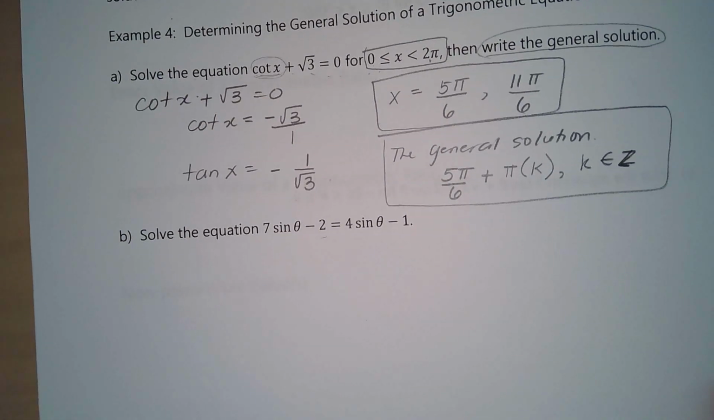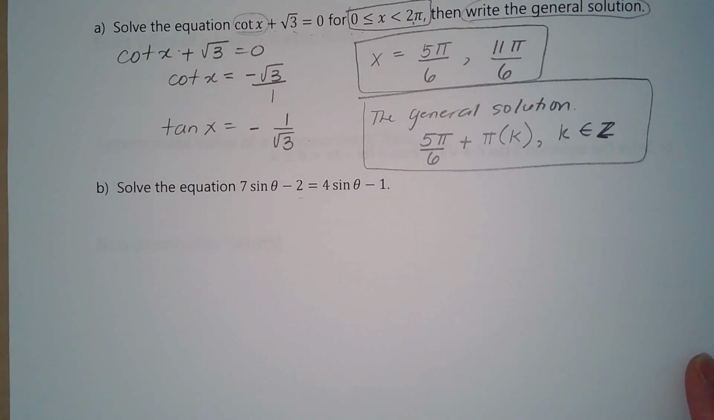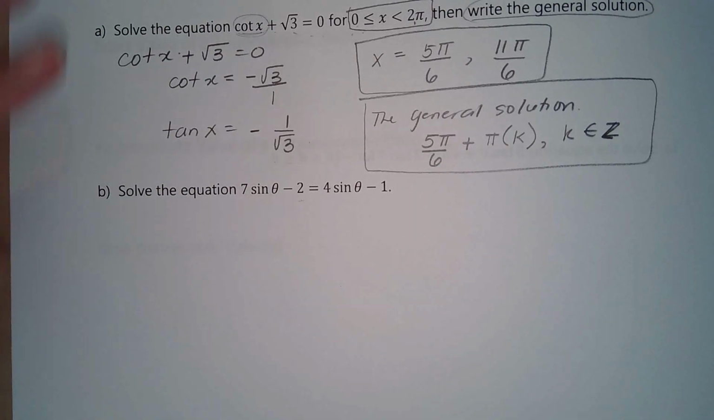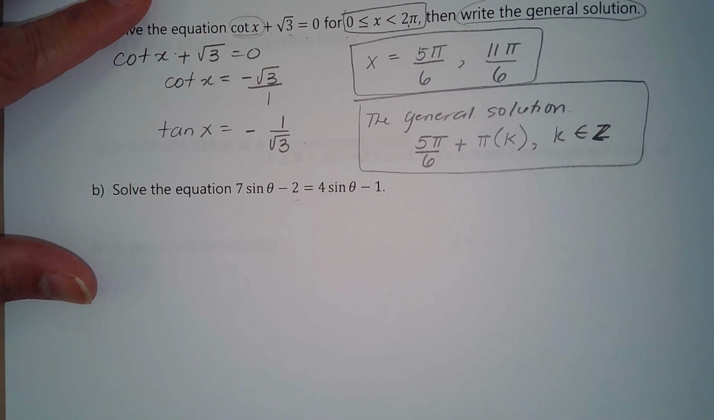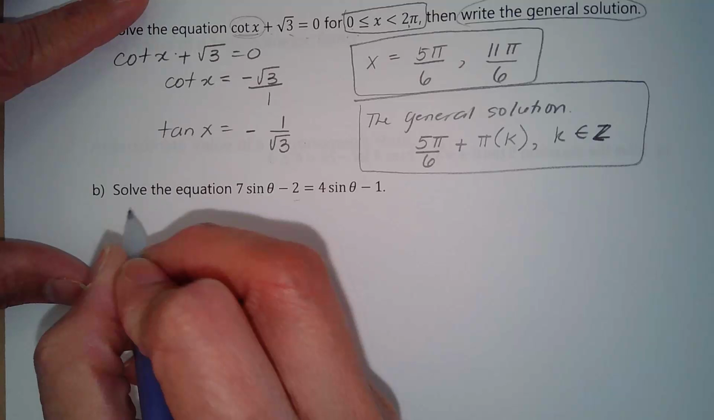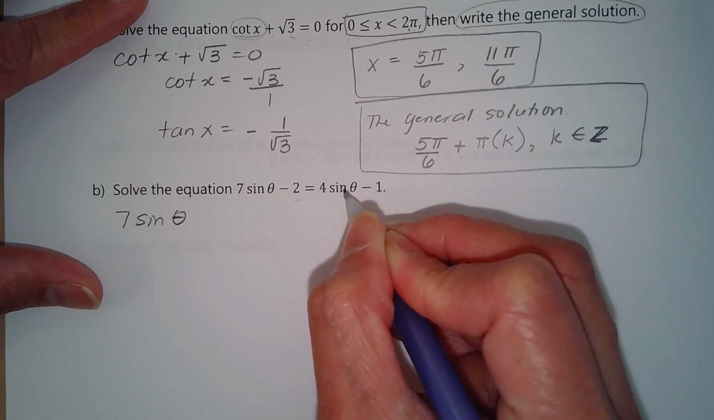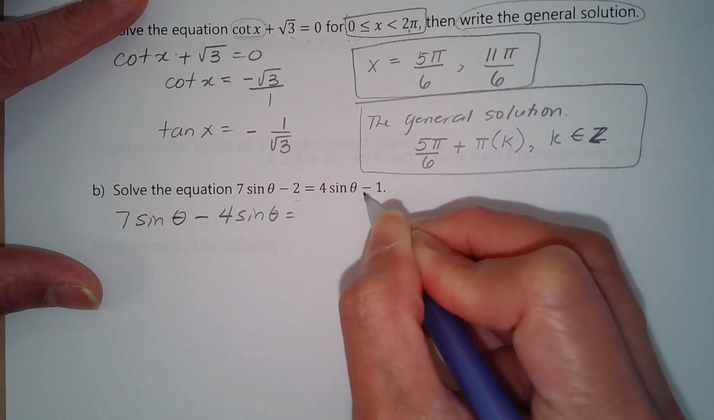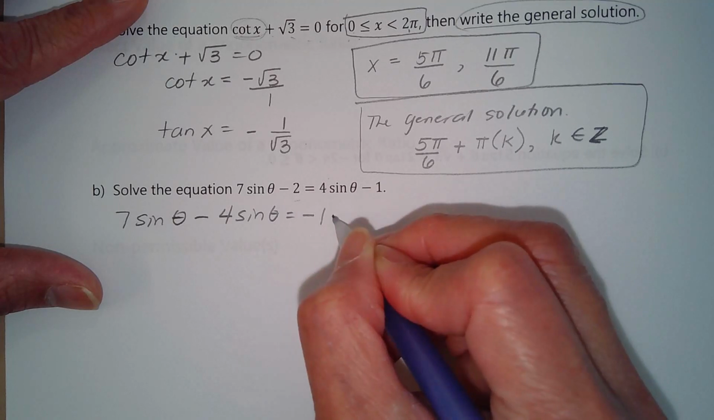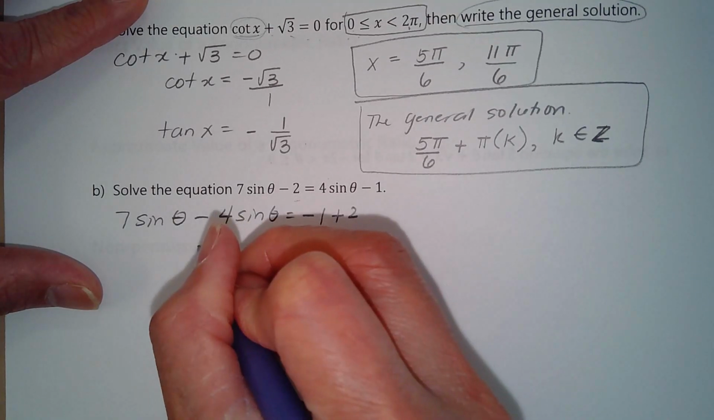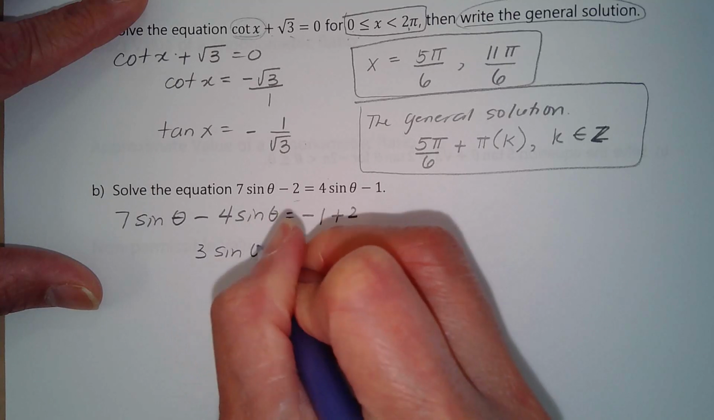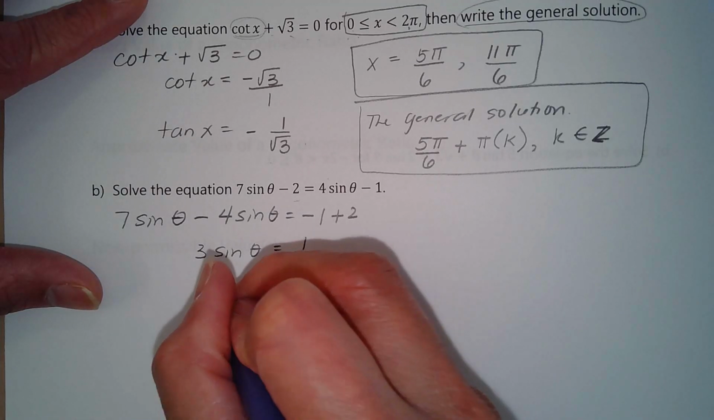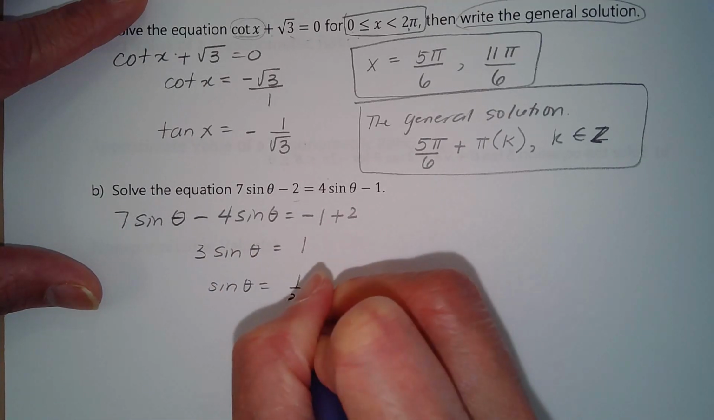What do you think we should do first? Combine like terms, and I like that when you say combine like terms, because that's basically what we're trying to do. So you go 7 sine theta, and I'm going to bring the 4 to the other side, so minus 4 sine theta equals negative 1 plus 2. So it's going to be 3 sine theta equals 1. And therefore sine theta equals 1/3.